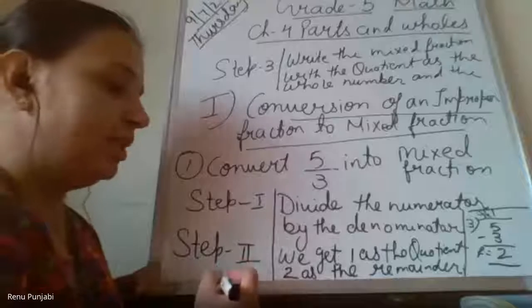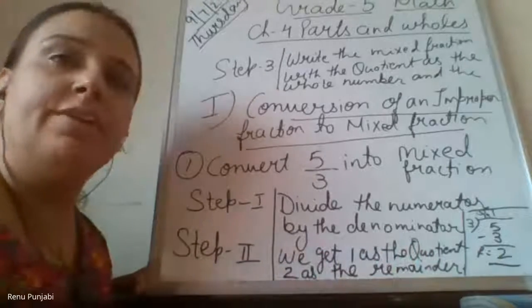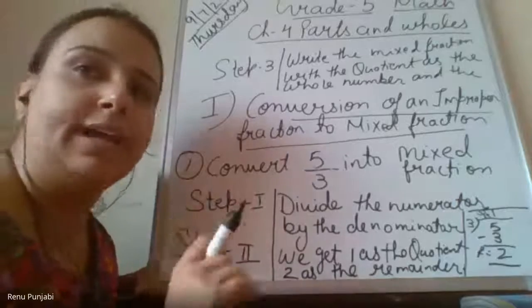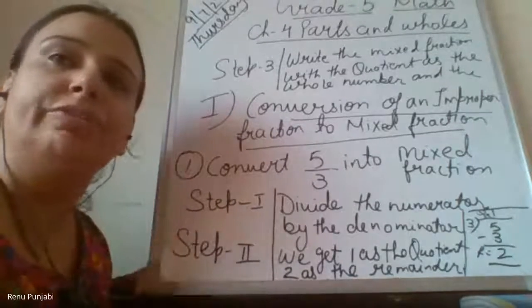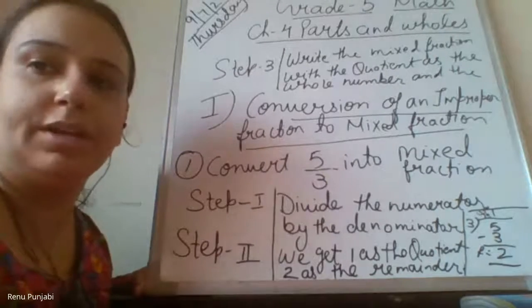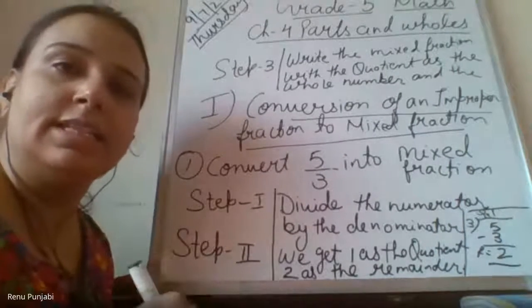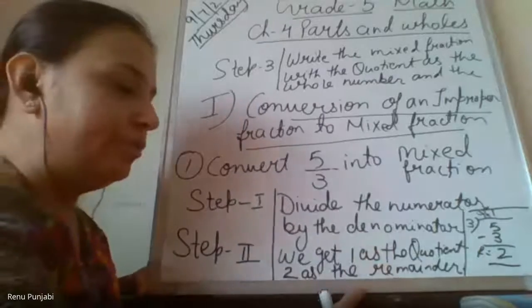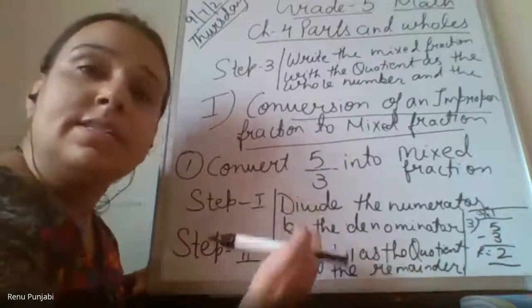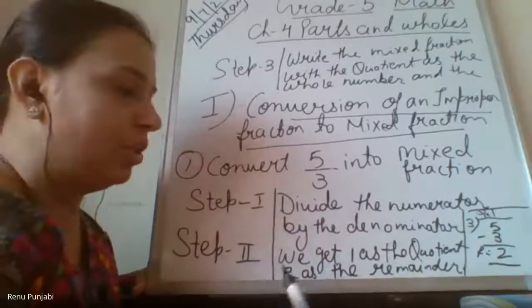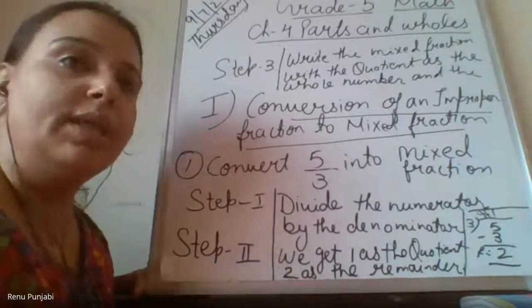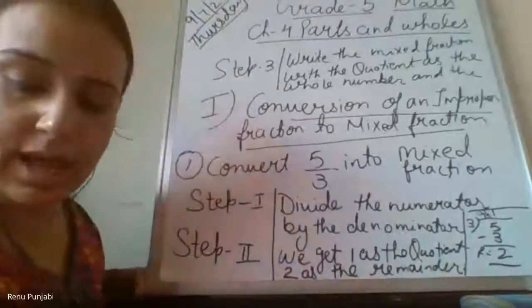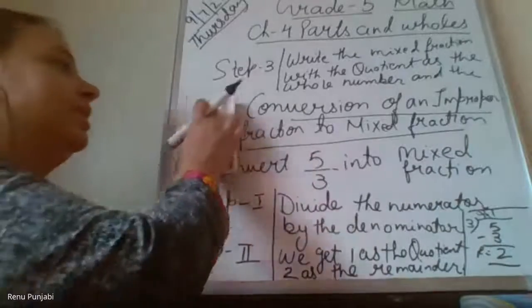So step 1 says to divide the numerator with the denominator. In every sum, you first have to divide the numerator with the denominator. After that, in step 2, you have to write what is the quotient and what is the remainder. Your quotient here is 1 and your remainder is 2. In the third step, I'm going to erase this topic name.